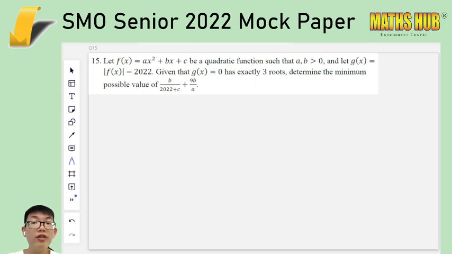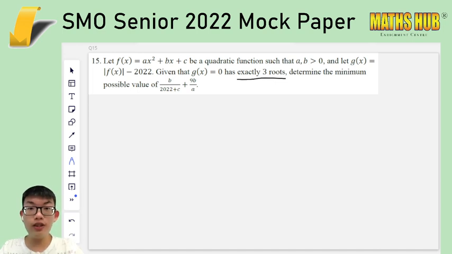Given that g(x) equals 0 has exactly 3 roots, determine the minimum possible value of b over 2022 plus c, plus 9b over a. There's no way that makes any sense right now. So if that does not make any sense, we can just put it aside first and instead focus on what's the significance of exactly 3 roots, because that's the only piece of information that we have.